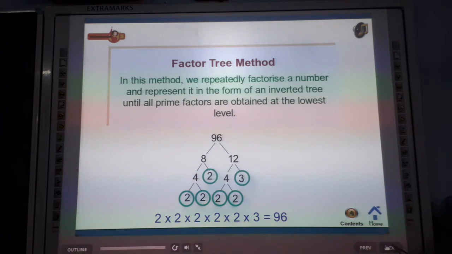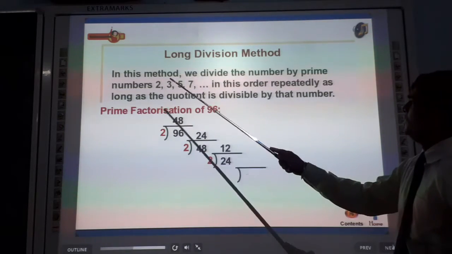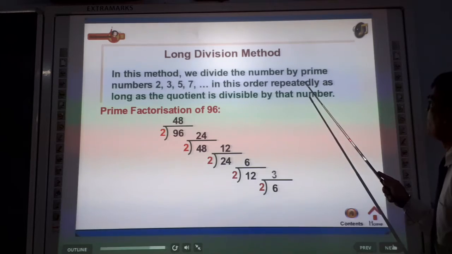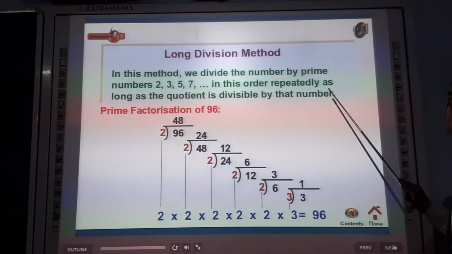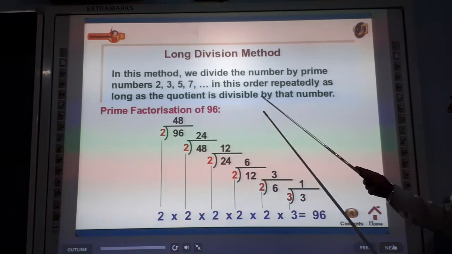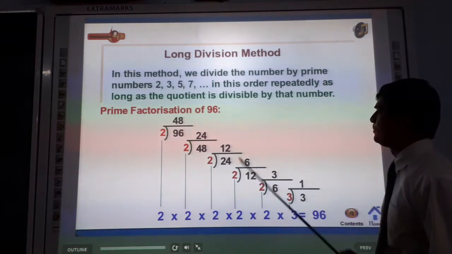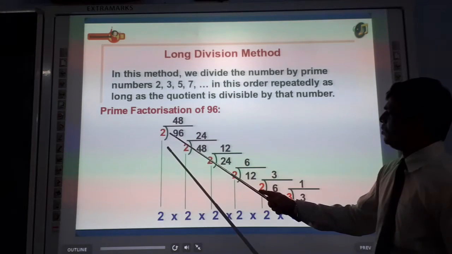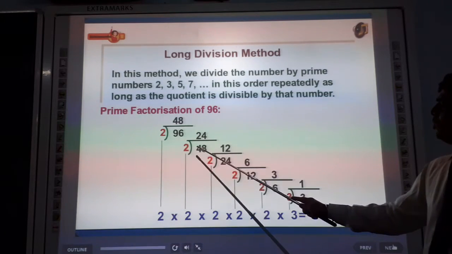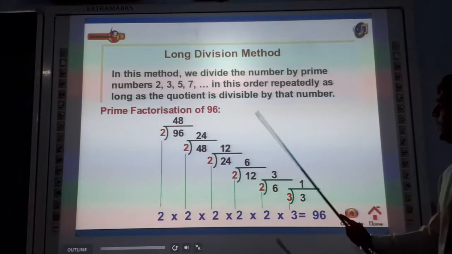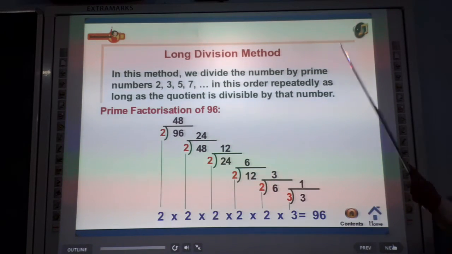Okay. Next, long division method. Divide by prime numbers 2, 3, 5, 7 and so on in this order repeatedly as long as the quotient is divisible by that number. Okay student, now prime factorization of 96. 2 times 48 is 96, 2 times 24 is 48, 2 times 12 is 24, 2 times 6 is 12, 2 times 3 is 6 and 3 one's are 3. This is long division method.